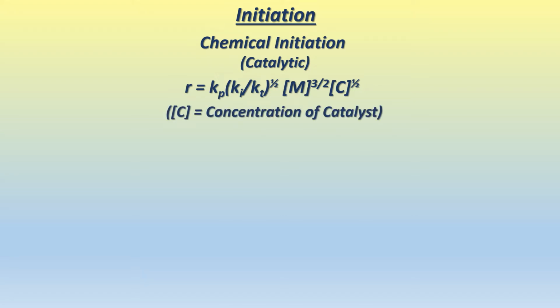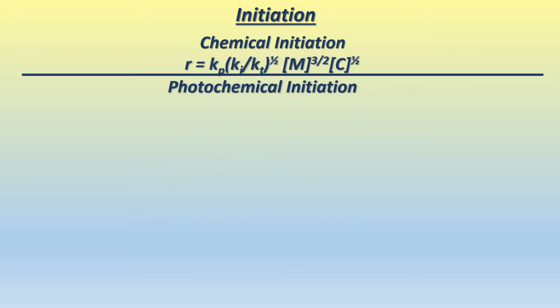The second type of initiation process is a photochemical initiation. In this case, you have a molecule interacting with light. That light has enough energy to split the bond between the molecules and again form 2 radicals. Now the rate is equivalent to the concentration of initiator, because once again, one initiator will form two radicals, but it's not dependent upon a catalyst or a chemical property to be initiated.